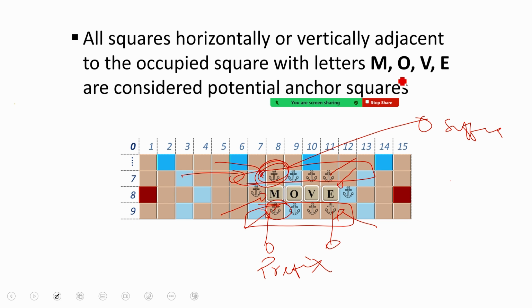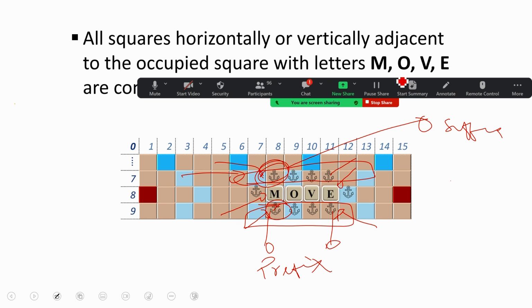How many anchors do you have with move? 4 on top, 4 at the bottom, that's 8, and then 2 on the side. So about 10 anchors. What you want to do is go through each anchor one by one. And again, in the paper on the fastest Scrabble program in the world, there are about 2 or 3 sequences of steps that it used to iterate.